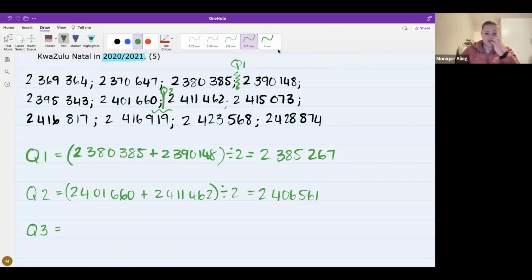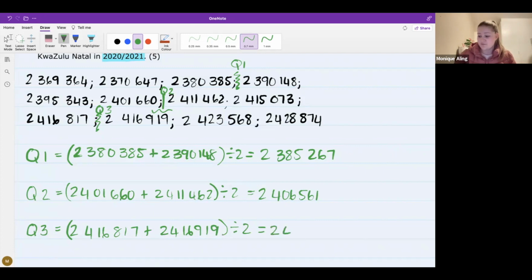Then quartile 3 is between these two numbers over here. It's obviously a little bit harder to see because it's not all in one straight line. Okay, so quartile 3 is 2416817 plus 2416919. Add them together, we divide by 2, which gives us 2416868.